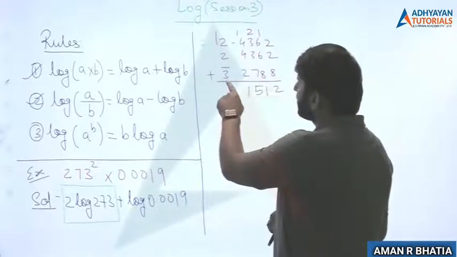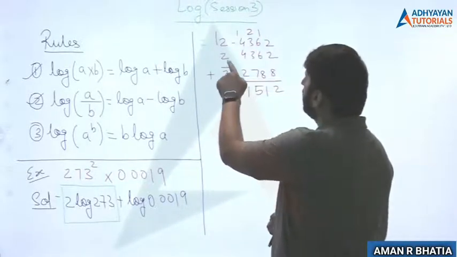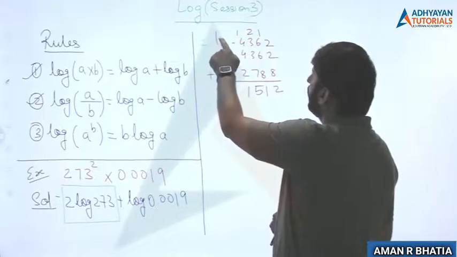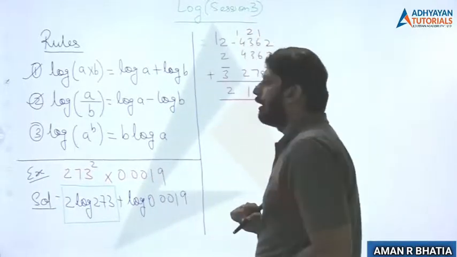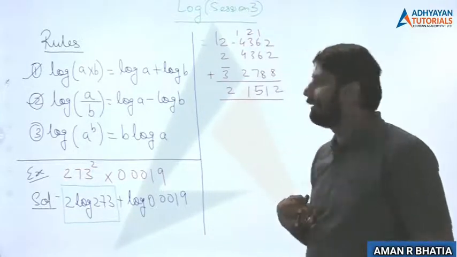Now this characteristic is negative, so plus minus is minus, and these are all in positive. So 2, 2, 4, and 1, 5. 5 minus 3 is 2. So I have 2.1512. 2.1512, my dear students.